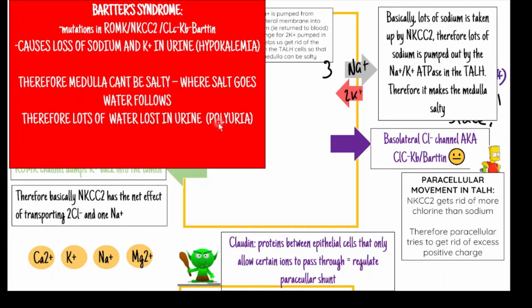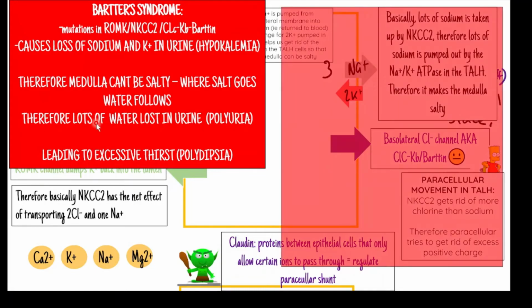So your wee is going to become very watery, and because you're weeing out a lot and you're not reabsorbing enough water, the thin descending limb will not be able to secrete enough water and then reabsorb it. So this leads to excessive thirst, which is called polydipsia.